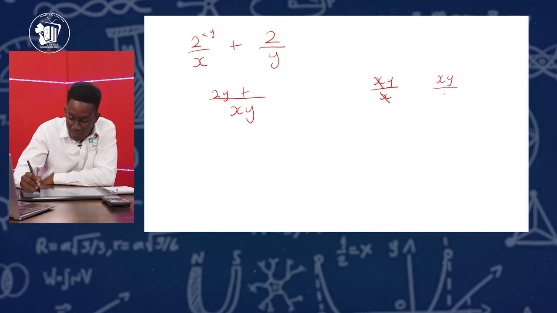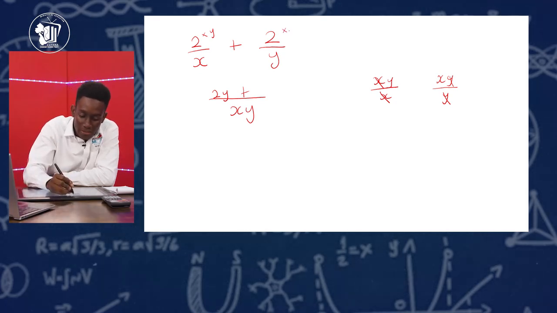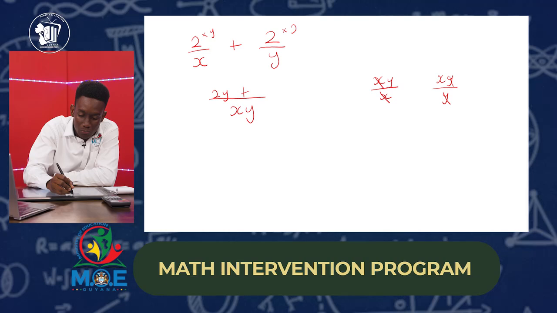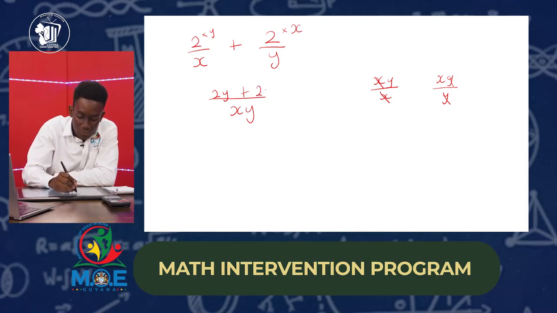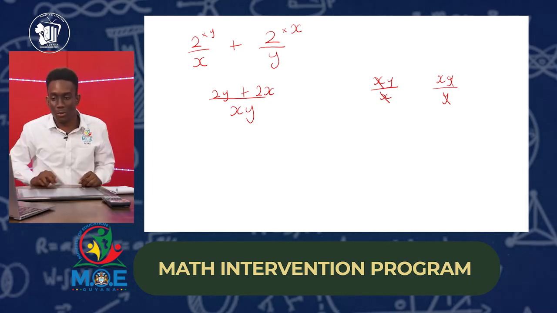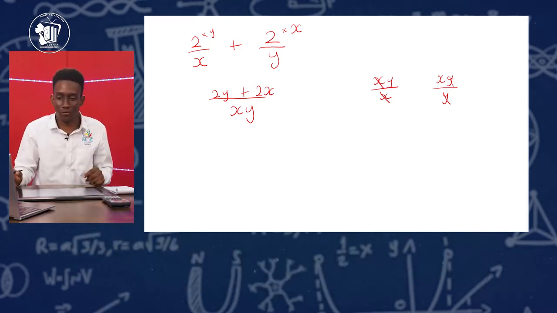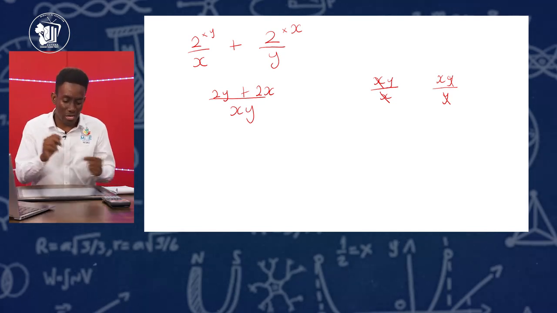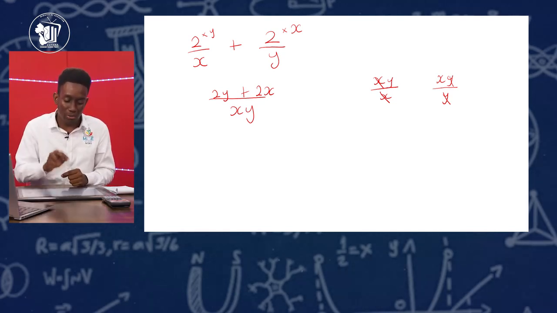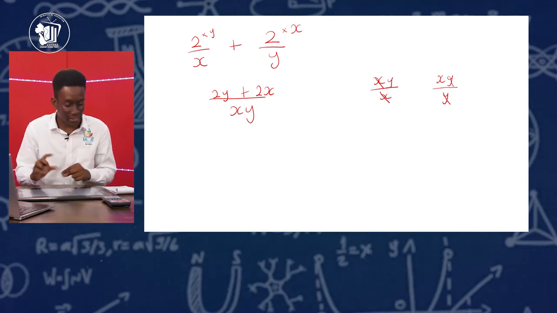xy divided by y. This y will cancel with that y. And we take that x and we multiply that by 2. So 2 multiplied by x would give you 2x. And that is our answer when you write it as a single fraction. We can't take it any further because 2y cannot add to xy, because they're unlike terms. So our answer would be 2y plus 2x all divided by xy.